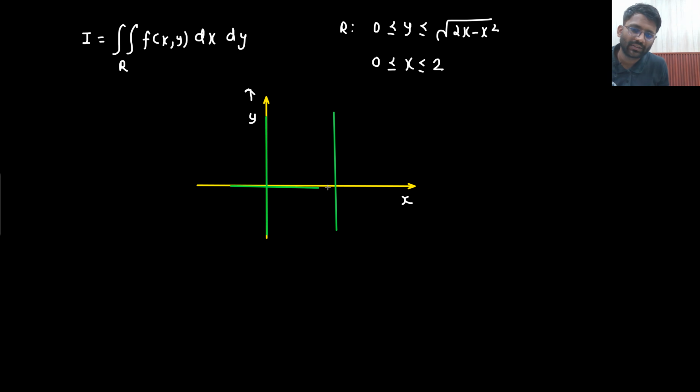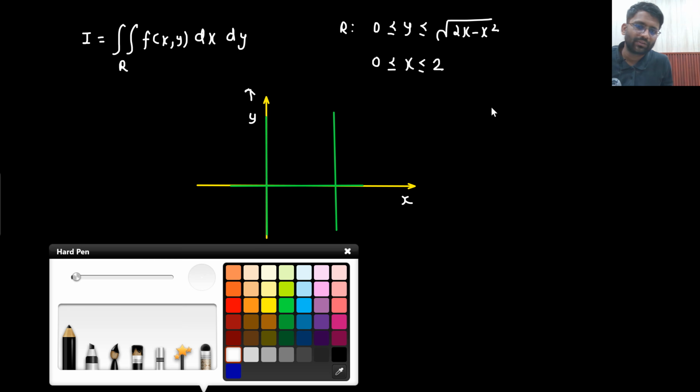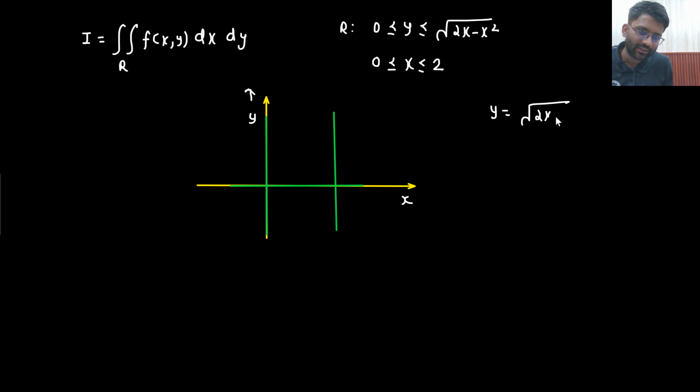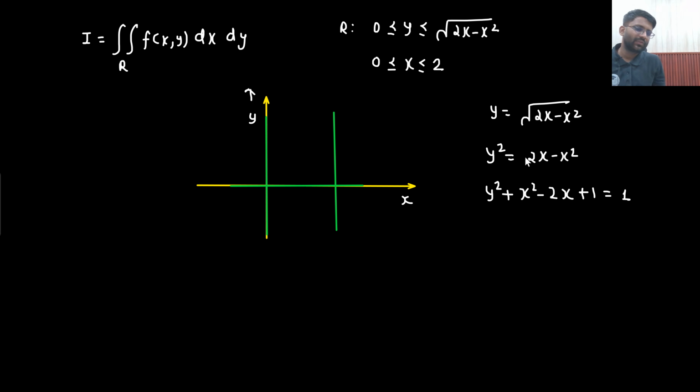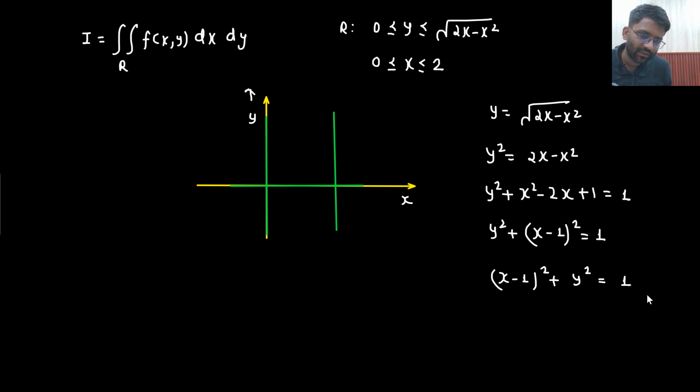And the next curve we need to draw is y equals under root 2x minus x square. So it could be written as y square equals 2x minus x square. What would it become? y square plus x square minus 2x equals 0. Can I add plus 1 on both sides? y square plus x square minus 2x plus 1 equals 1. Why have I done so? Because it will become y square plus (x minus 1) whole square equals 1. That means it is a circle of radius 1 with the center at (1, 0). Center (1, 0) and radius 1.